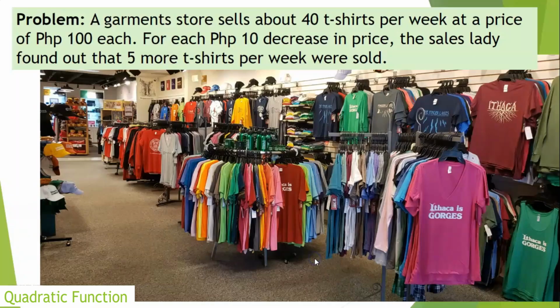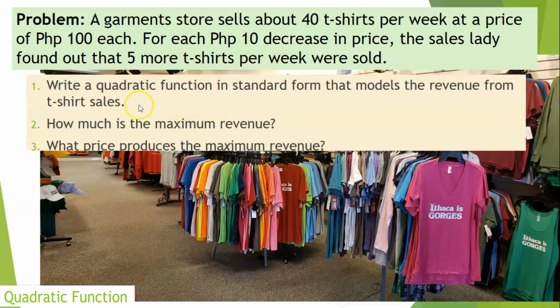Next, our garment store sells about 40 t-shirts per week at a price of 100 pesos each. For each 10 peso decrease in price, the sales lady found out that 5 more t-shirts per week were sold. Question: write a quadratic function in standard form that models the revenue from the t-shirt sales.